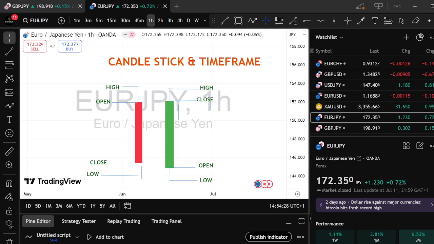All right, so let's begin. What is a candlestick? We understand that a candlestick is a visual representation of price action over a specific time. I'll say it again if you didn't get that. A candlestick is a visual representation of price action over a specific period of time. Every candlestick contains 4 important pieces of information.